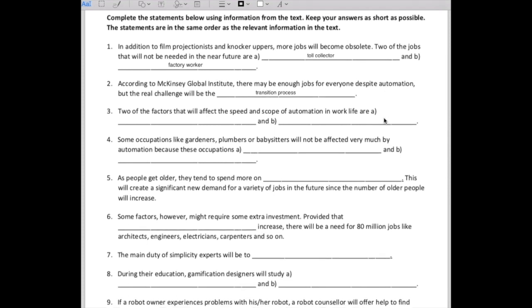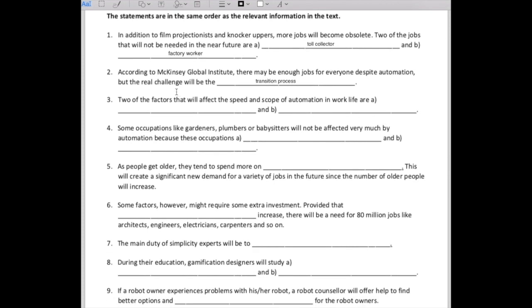Now let's continue. Two of the factors that will affect the speed and scope of automation in work life are gap and gap. So again, we have two pieces of information that we're looking for. Most probably they are nouns because it says two of the factors. So we're looking for nouns or noun phrases. Now here we have a lot of words which are very interesting. For example, factor. Can you think of any synonyms? A synonym of factor can be a component or an element.